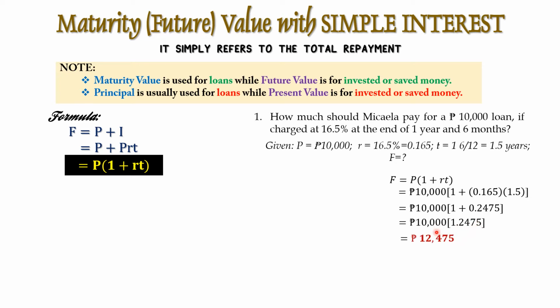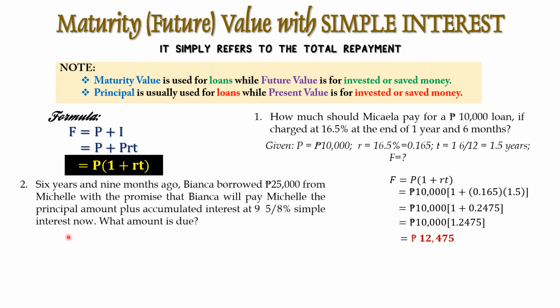It will yield the result which is equal to 12,475 pesos. Ito na ang babayaran ni Micaela after 1 year and 6 months. Next, we have 6 years and 9 months ago, Bianca borrowed 25,000 from Michelle with the promise that Bianca will pay Michelle the principal amount plus accumulated interest at 9 and 5/8% simple interest now. What amount is due?